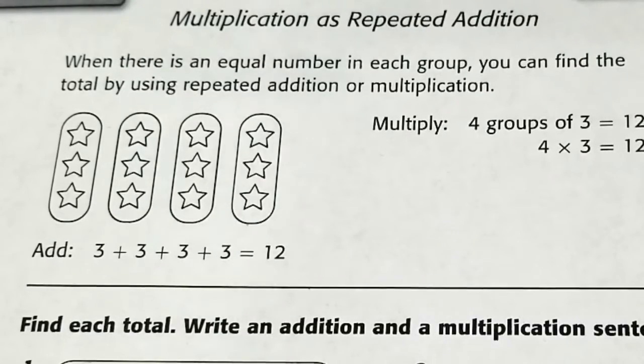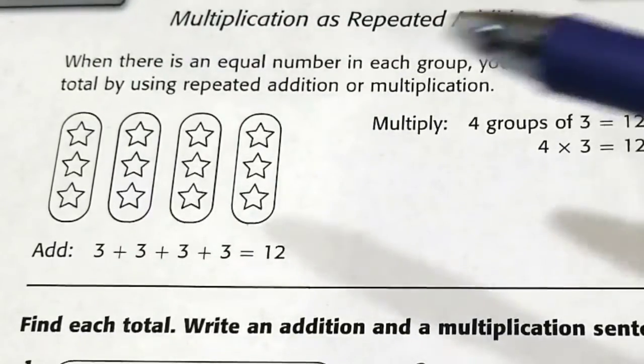For today's lesson, we have Introduction to Multiplication. So, multiplication using repeated addition. Let's read over the direction. When there is an equal number in each group, you can find a total by using repeated addition or multiplication.